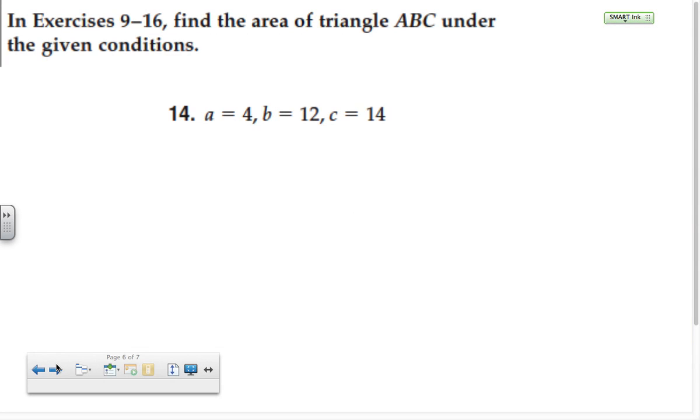All right, so we have three sides and we want the area. Make sure you read your directions on your homework. They're going to tell you to do different things. So I actually don't even want to draw a picture. For this example, the area that I'm looking for, we're going to first define S, which is 1/2 times 4 plus 12 plus 14, okay?